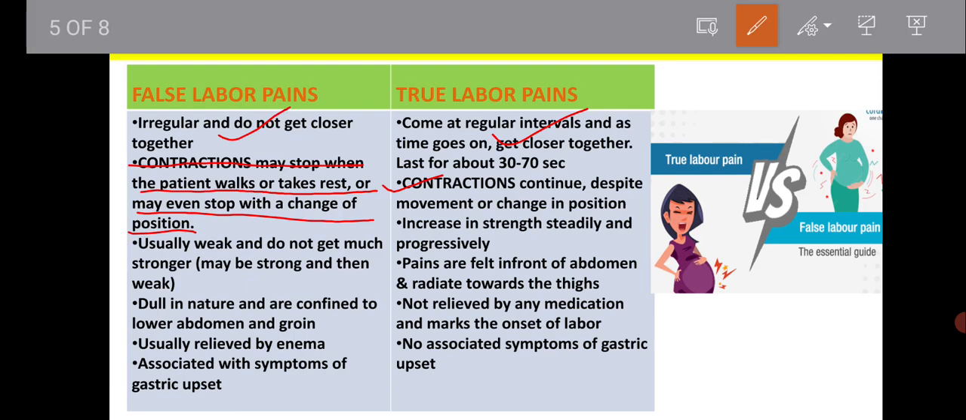These false labor pains are usually weak and do not get much stronger, whereas true labor pains increase in strength steadily and progressively. False labor pains are very dull in nature and are confined to the lower abdomen and groin region, whereas true labor pains are felt in front of the abdomen and radiate towards the thighs. And false labor pains are usually relieved by giving an enema, whereas true labor pains are not relieved by any medication, and it marks the onset of labor.